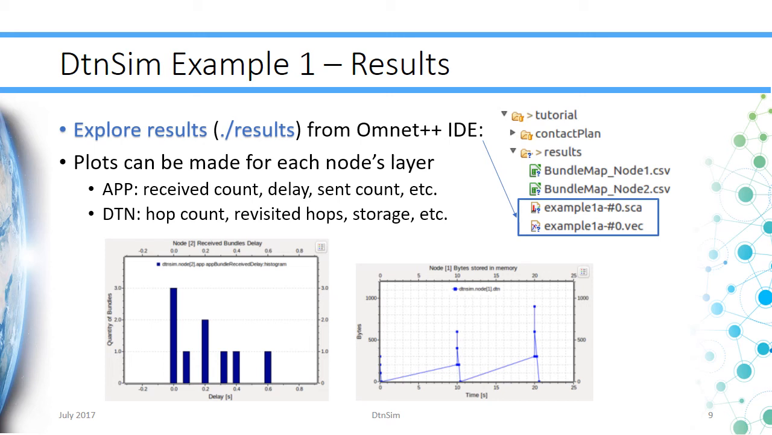Or we can study storage, which is a very important metric in DTN, because in contrast with traditional internet systems, DTN is deeply based on storage capabilities in nodes, so it's very important to study. And in this case, we can see in the lower right part of the slide a storage utilization in bytes in node number 1 as time goes by.